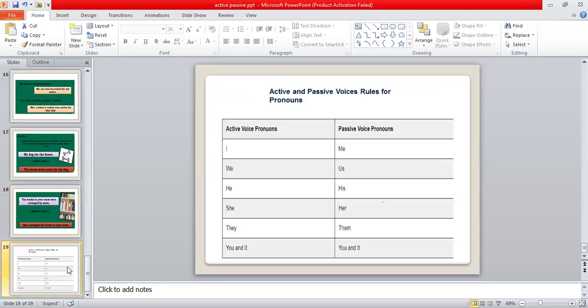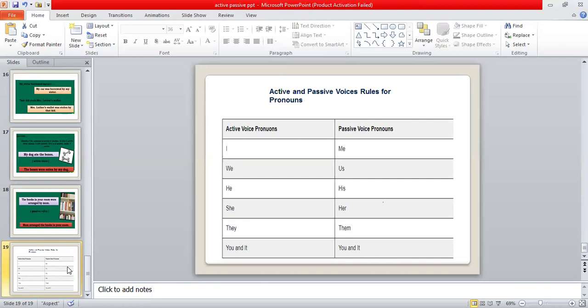Now, the most important thing is the change of pronouns. Whenever you change the sentence into passive voice, the pronouns will also be changed, because suppose I is the subject pronoun and me is the object pronoun of I. When you change the sentence from active into passive, the object pronoun will come in the passive sentence. So this is how you have to change the pronoun.